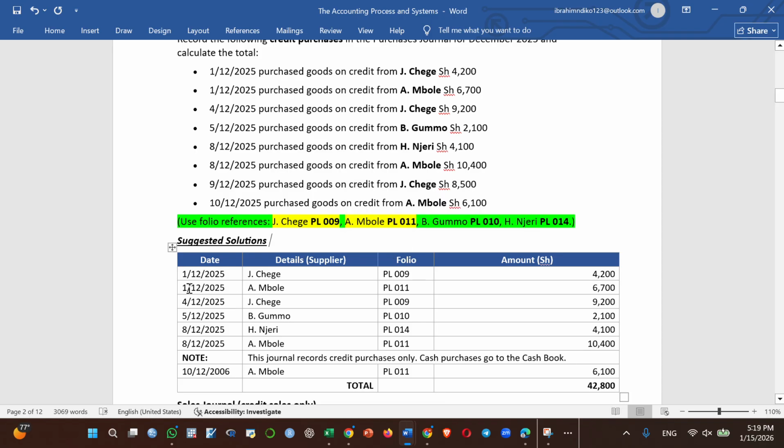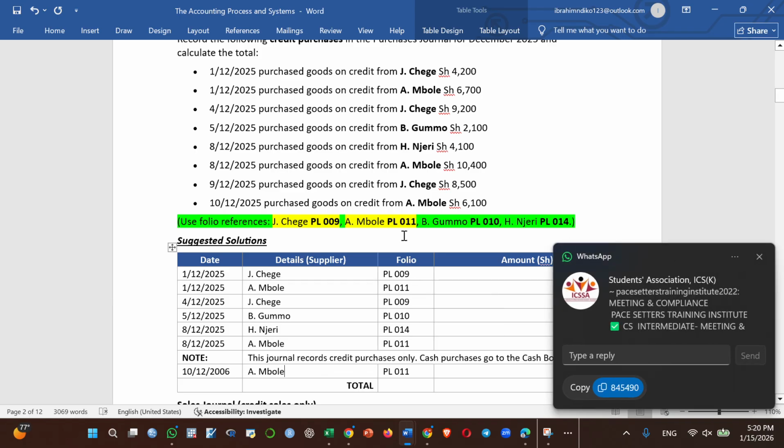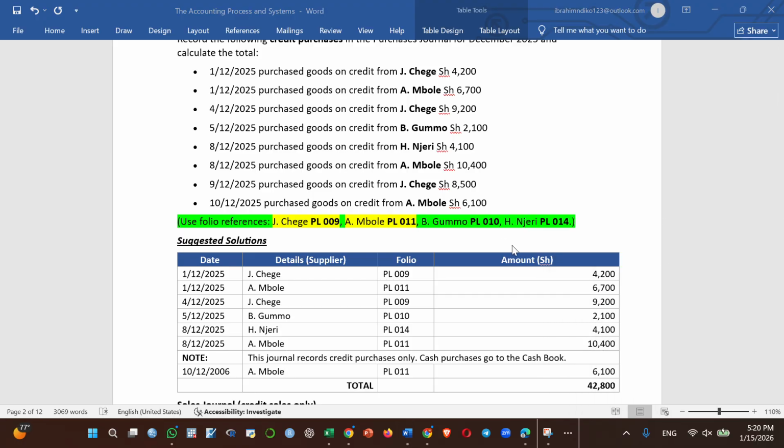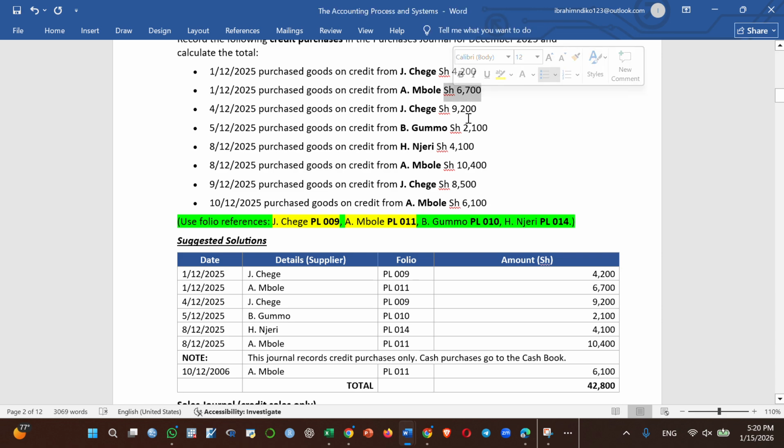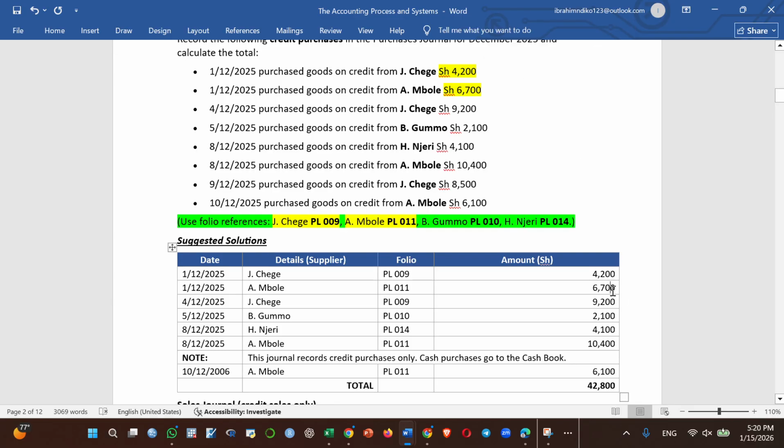So you start with the date, for still on first. Then the detail is Mbole for that date. Then the folio number for Mbole, we have it here, which is PL011. Then you put the total amount for Mbole for that period. We have it here. It was 6,700. You can see there above, 6,700. So you put it there.